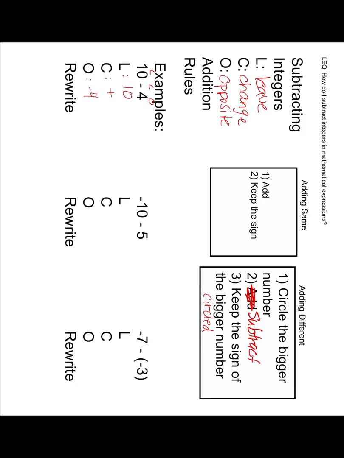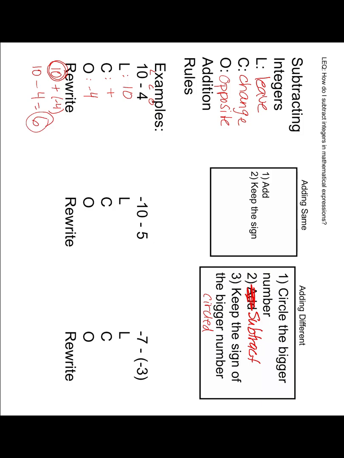So then we're going to rewrite that. We actually now have 10 plus negative 4. Okay, now we need to follow our addition rules. We have a positive plus a negative, so we're looking at our different signs. We're going to circle the bigger number, subtract, and keep the sign of the circled number. 10 is circled and it's positive. That means 6 is going to be positive as well.